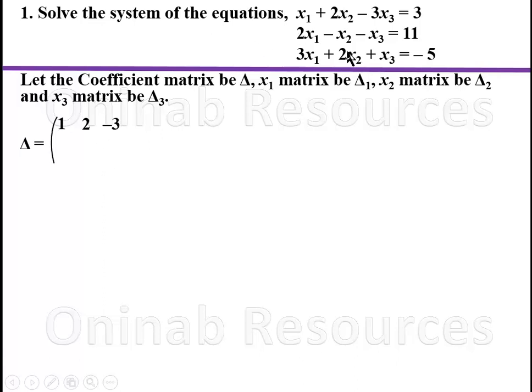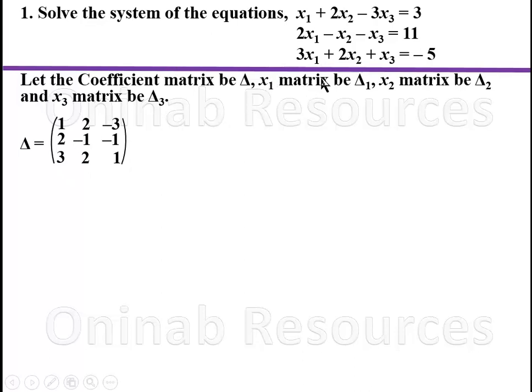And for row 2, the elements are the coefficients of x1, x2, x3 in equation 2. We have 2, negative 1, and negative 1. The third row, we have the elements to be 3, 2, and 1. So we have generated the coefficient matrix, which is delta.